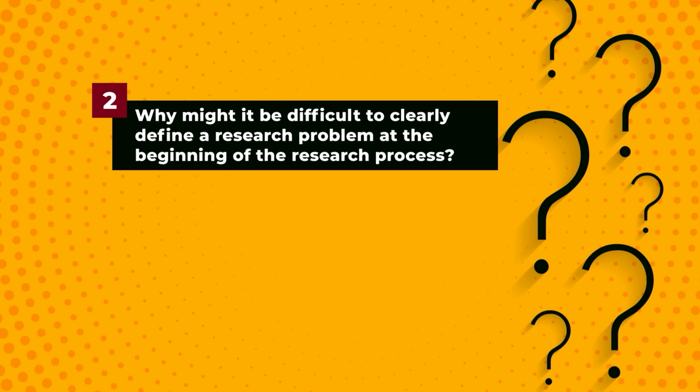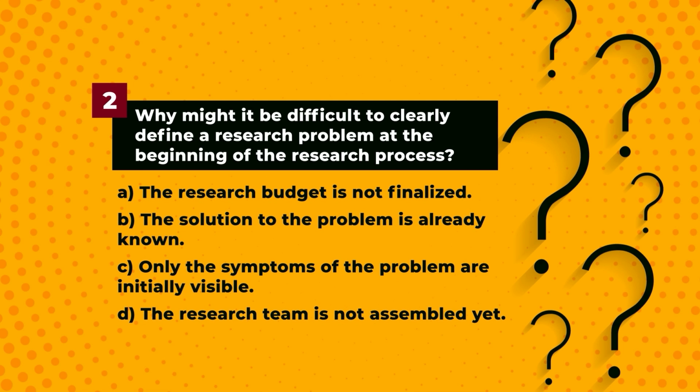Why might it be difficult to clearly define a research problem at the beginning of the research process? The options may be the research budget is not finalized, the solution to the problem is already known. The third option may be only the symptoms of the problems are initially visible, and the fourth option may be the research team is not assembled yet. You have to choose best of any one.